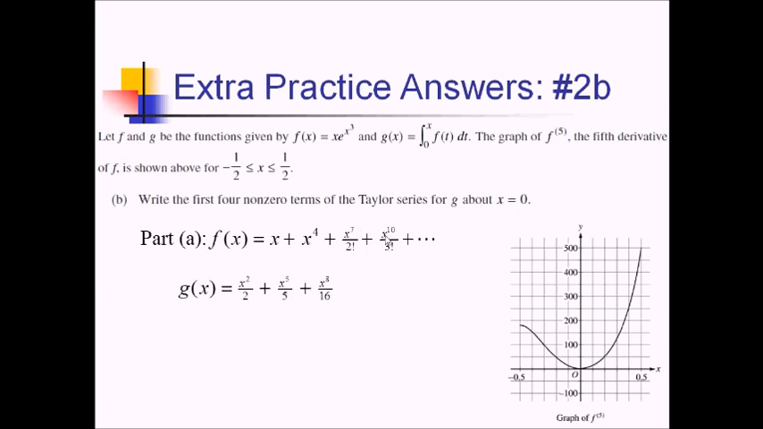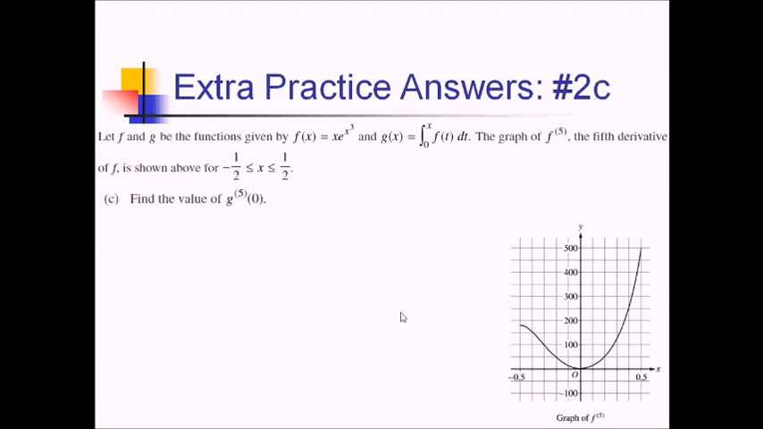And finally, we'll have x to the 11th over, this is going to be 11 times 6 if I feel like simplifying it, so 66 down there. And there we are. For this part of the problem, they want the 5th derivative of g at 0.